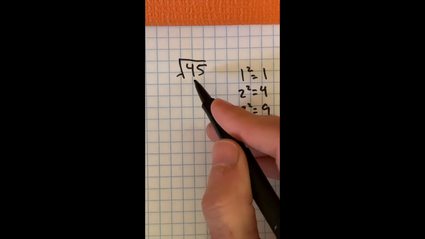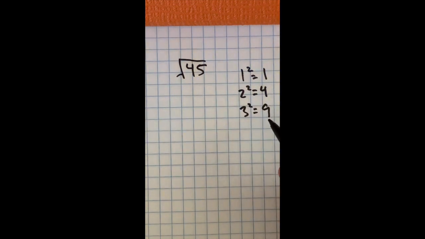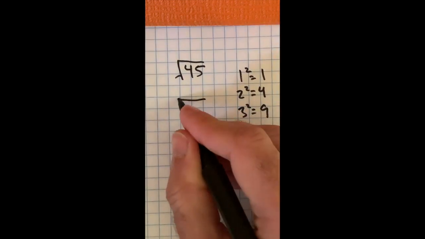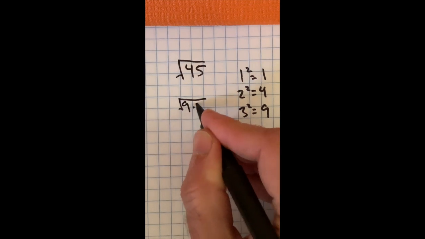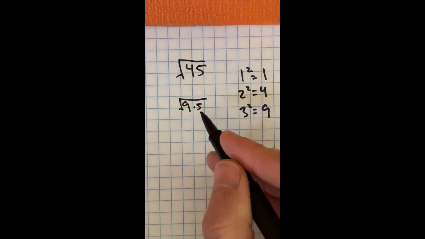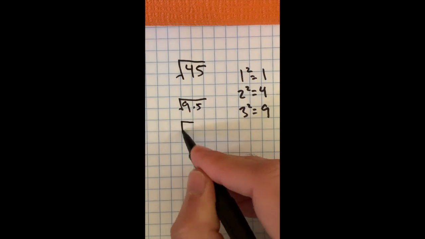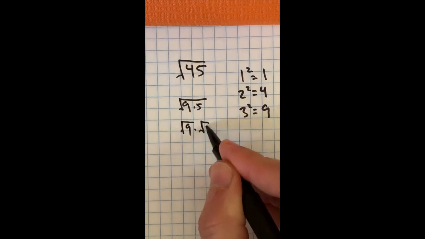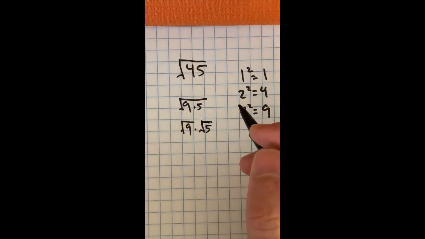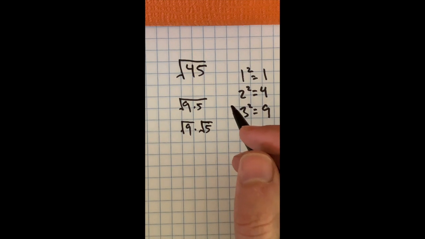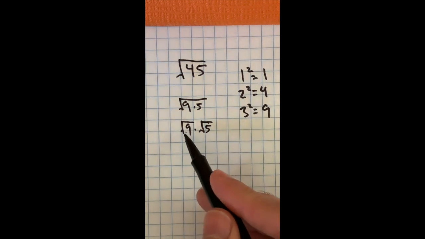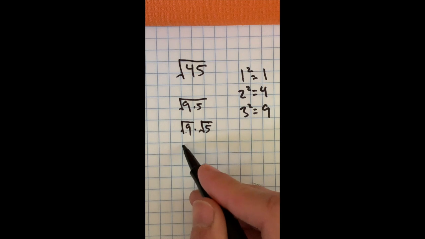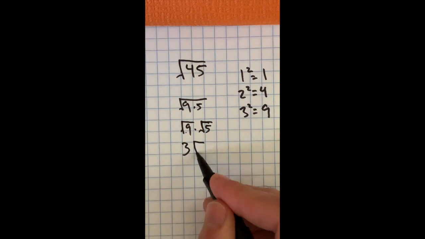So I'm going to rewrite 45 as 9 times 5. What I can then do is rewrite this expression as the square root of 9 times the square root of 5. Now you might be wondering, can you do that? Is that equivalent? And the answer is yes, it is. So the square root of 9 I can then rewrite, that's 3, times the square root of 5.